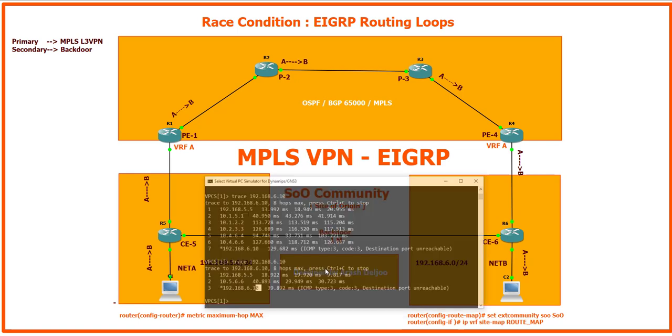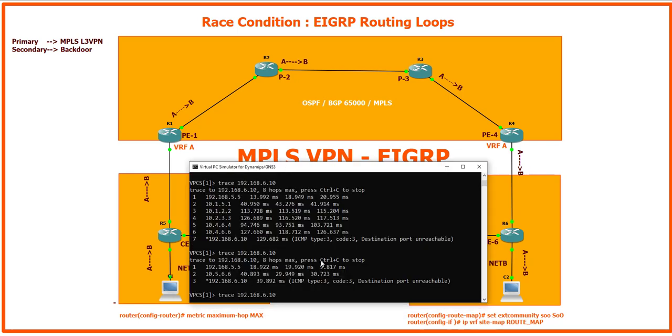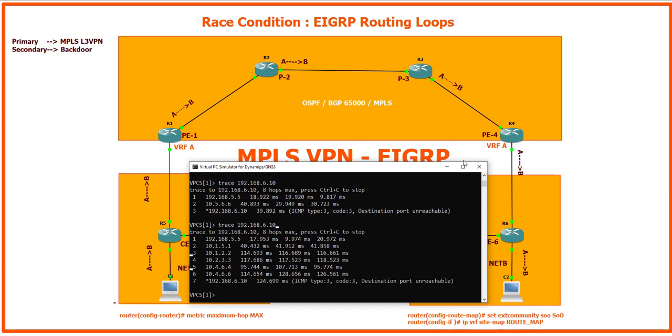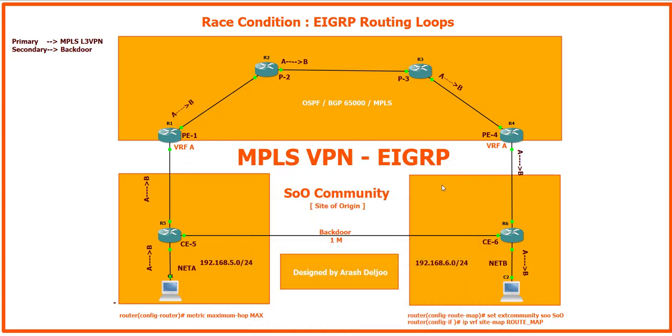Let me first ensure this: trace 192.168.6.10. Now we are using the MPLS VPN. This is the normal behavior. Okay. But in some cases, we encounter the race condition. Let me show you.